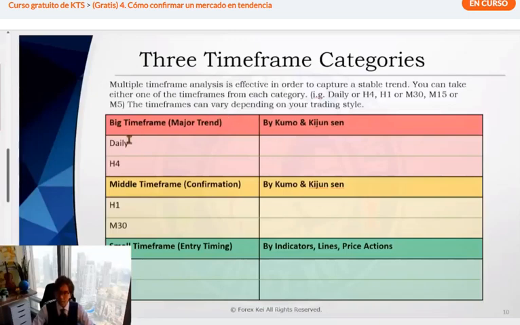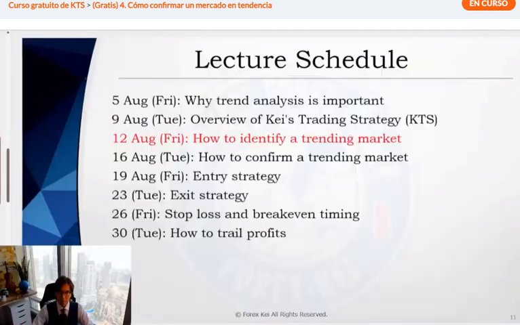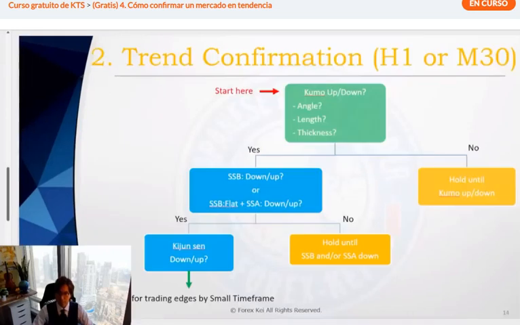And then let me check the 1 hour and 30. How to confirm a 1 hour 30 downtrend is exactly the same as what you did on the higher time frames. If you go to this slide here, number 2, trend confirmation, H1 30, it's basically the same format. First, you check the Kumo angle, length and thickness, and then you check the Senko span B angle, Senko span A angle, and then Kijun Sen angle. So basically it's the same.